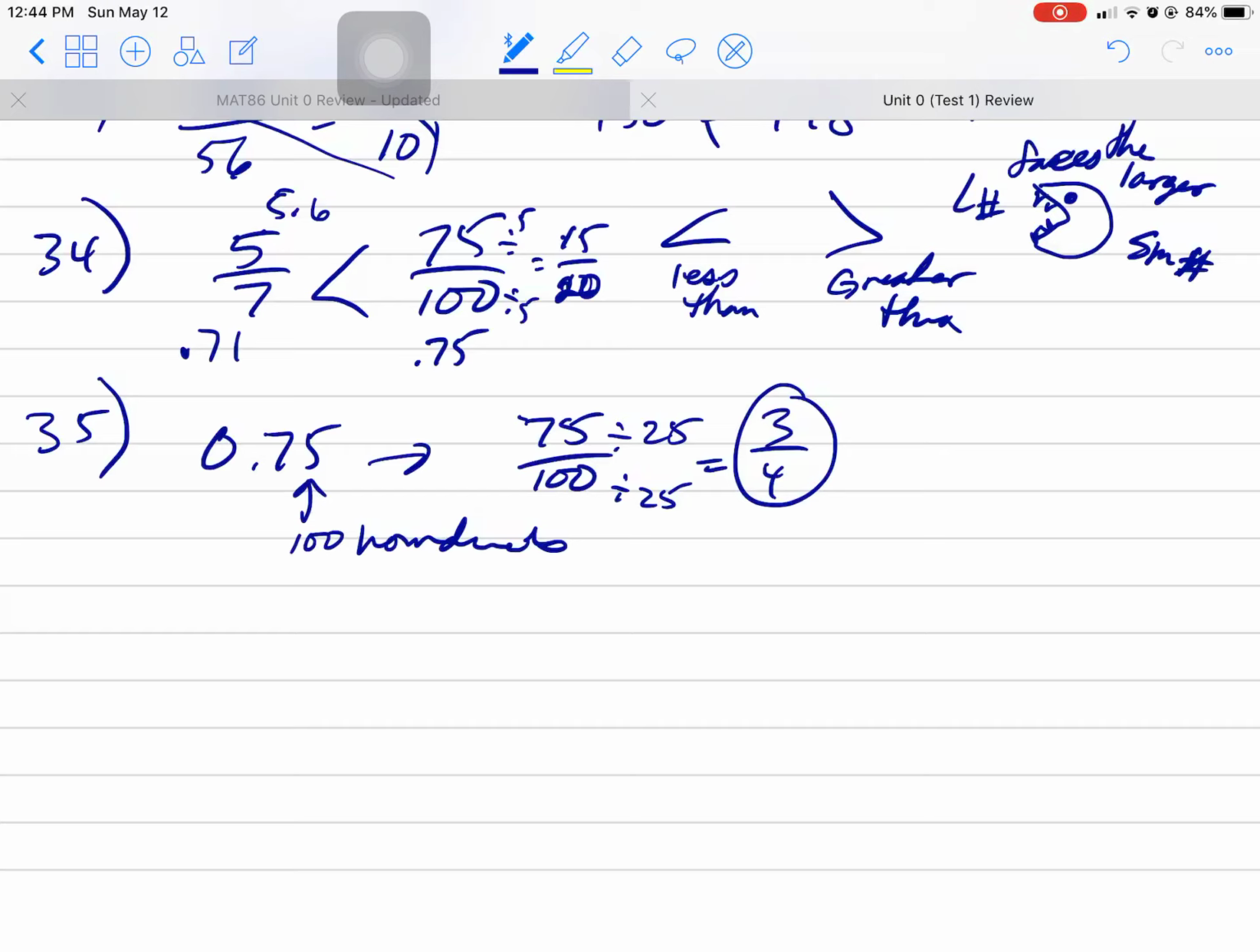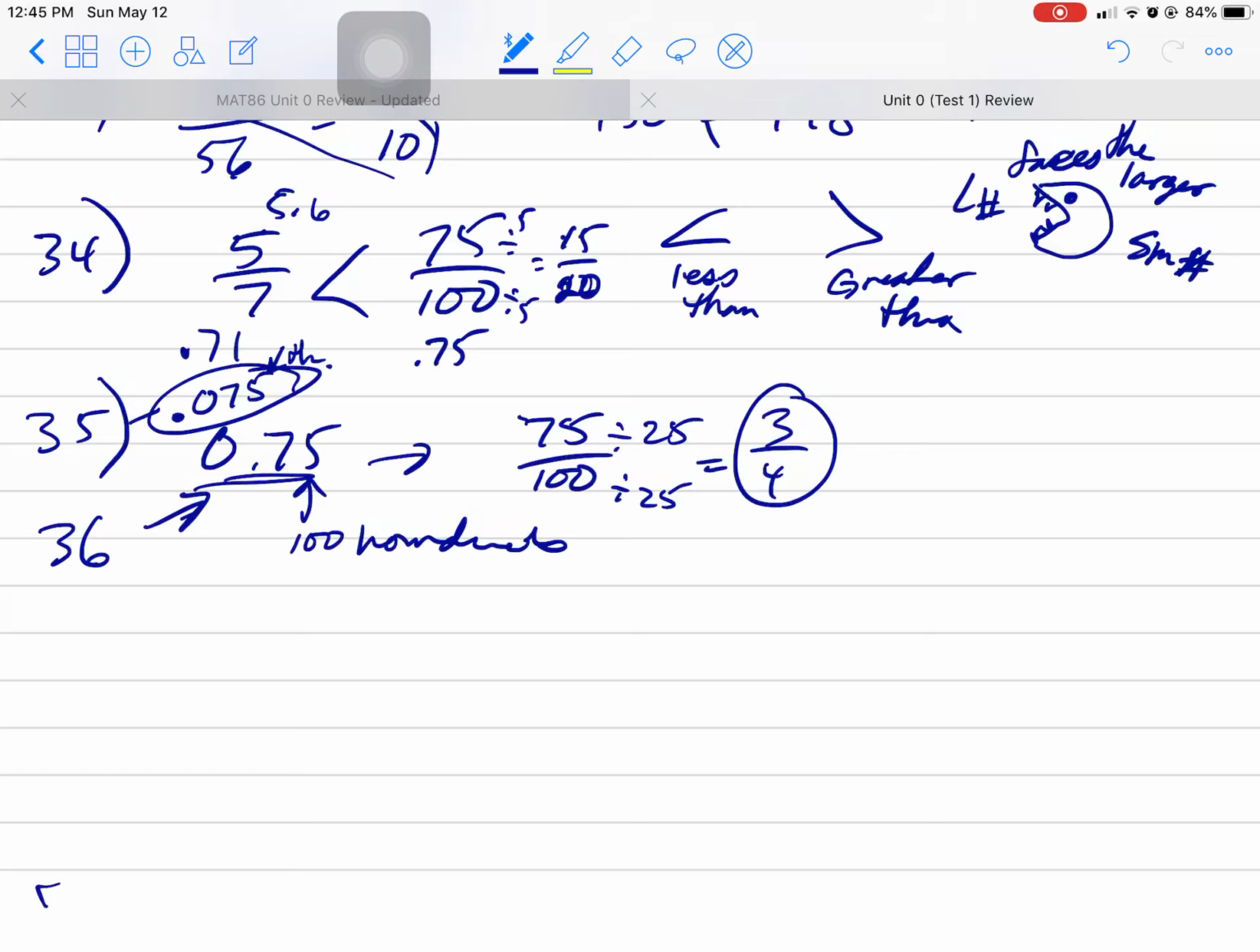Wait. 0.75 as a fraction is 36. 35, hang on. Something's wrong on the key. Oh, I skipped 35. Sorry. This is 36. What was 35? Write as a numeral: 75 thousandths. See the THS on the end? 0.075. It's got to end up in the thousandths spot. Okay, not the hundredths spot, but the thousandths spot. So that answer is 35.